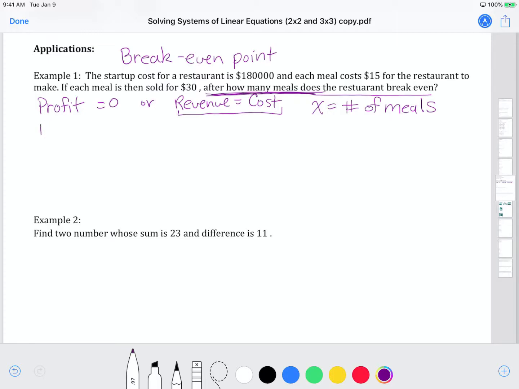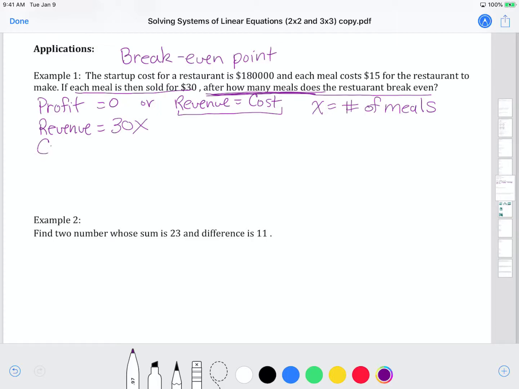So for my revenue function, that's the money that comes into the restaurant, and it says that they're selling each meal for $30. So every time they sell a meal, they're making $30. So if I want to find how much money is coming into the restaurant, I take 30 times the number of meals that they serve. So my revenue function is going to be 30x, 30 times x.